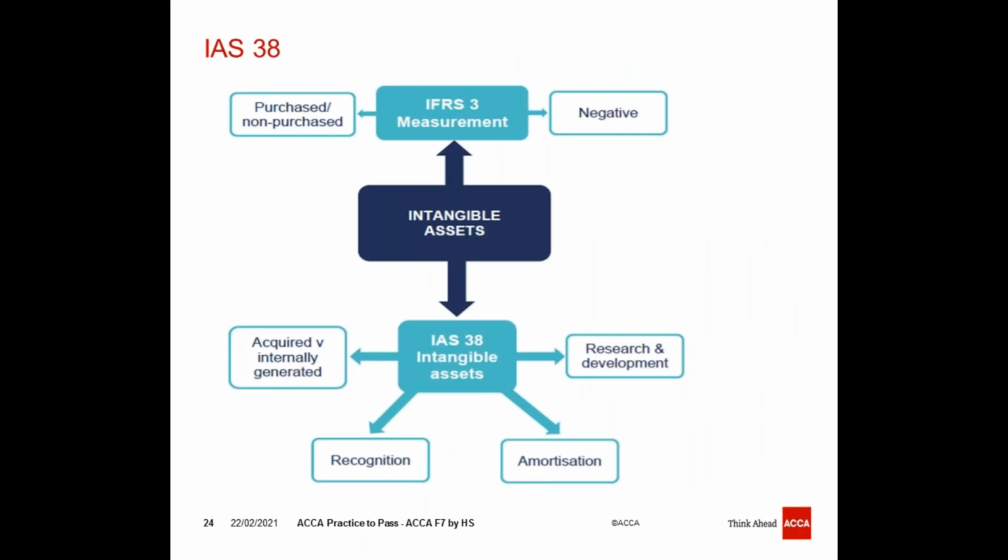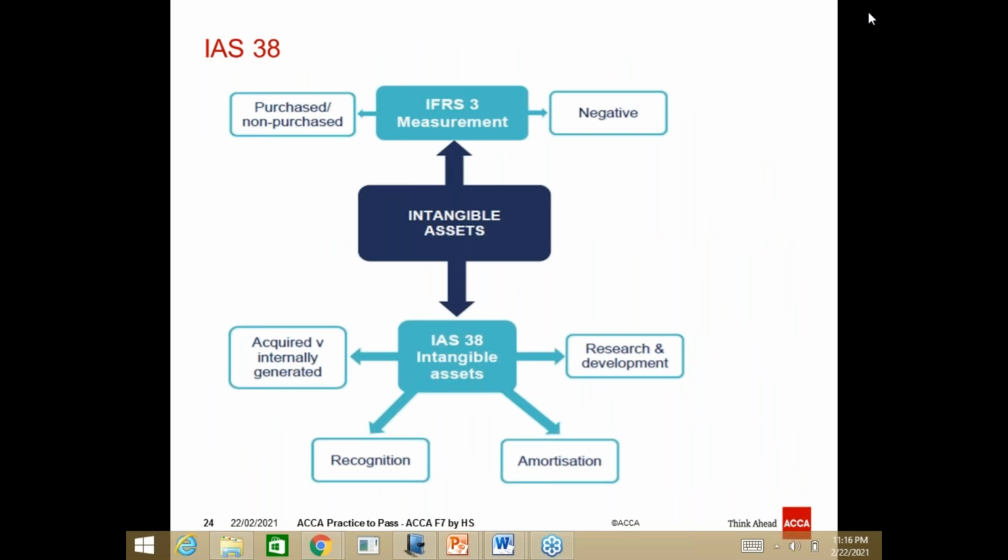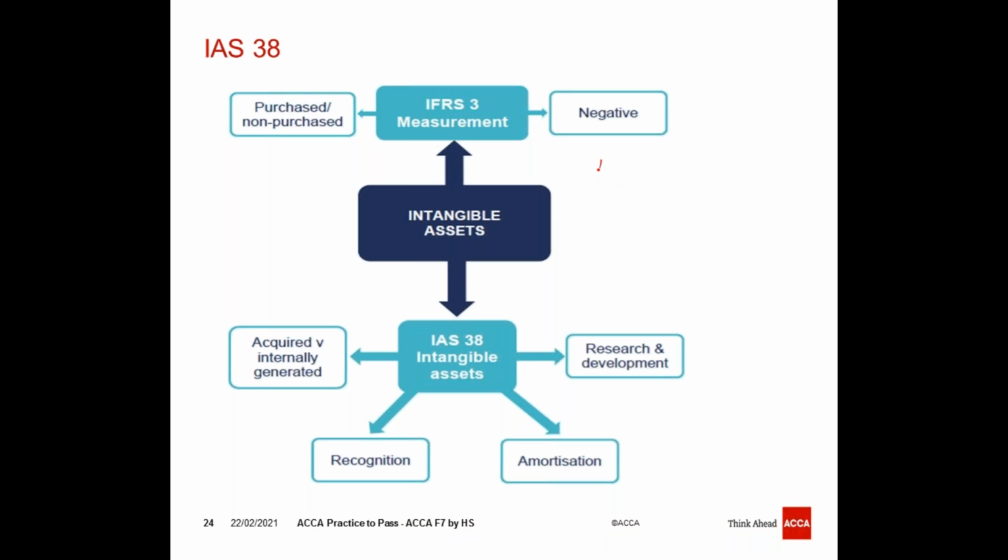Now the next standard is IAS 38. IAS 38 is again one of the favorite standards of the examiner, because it is connected with IFRS 3, which is related to consolidation. And consolidation has one important component, which is goodwill, which is again an intangible asset. Goodwill is also an intangible asset, but goodwill should be accounted for under the provisions of IFRS 3. Now, what about intangible assets? What does IAS 38 say about intangible assets?